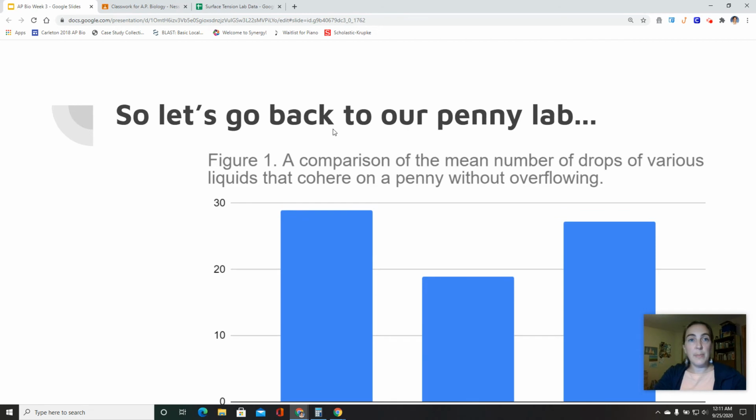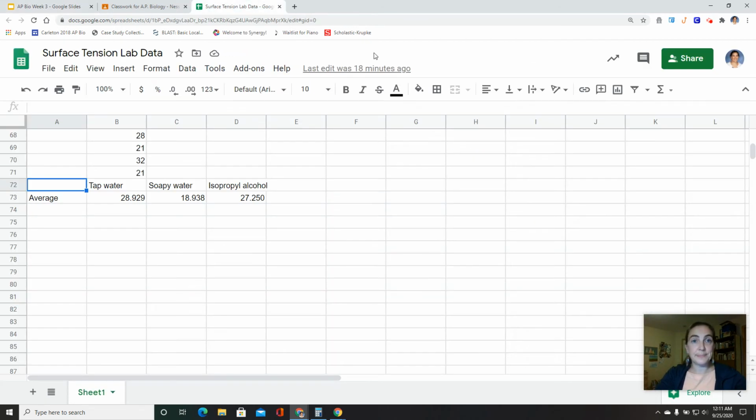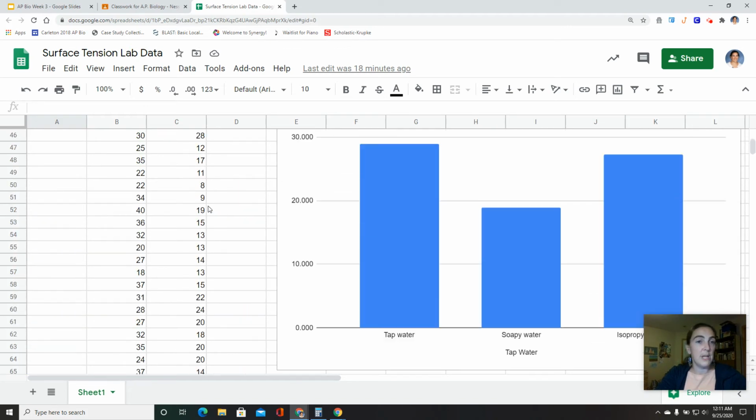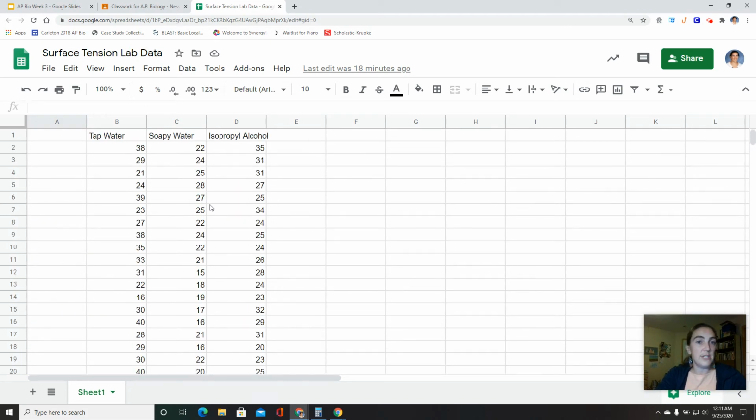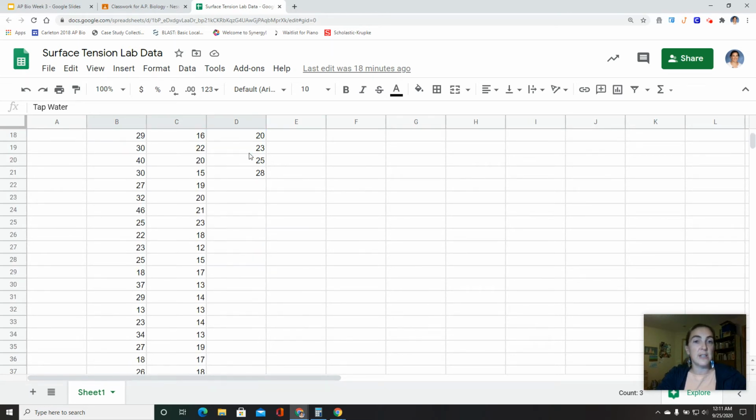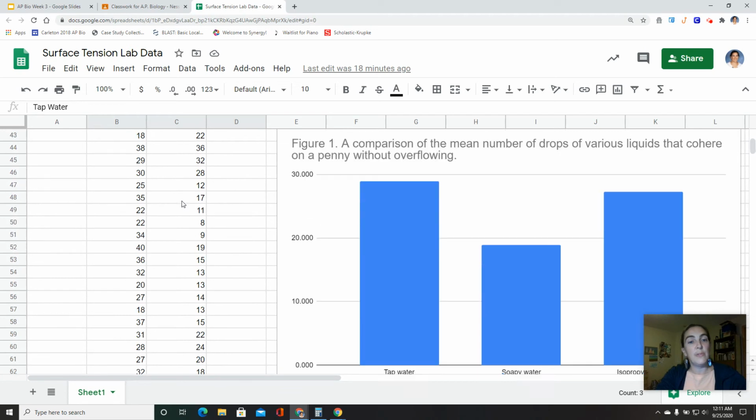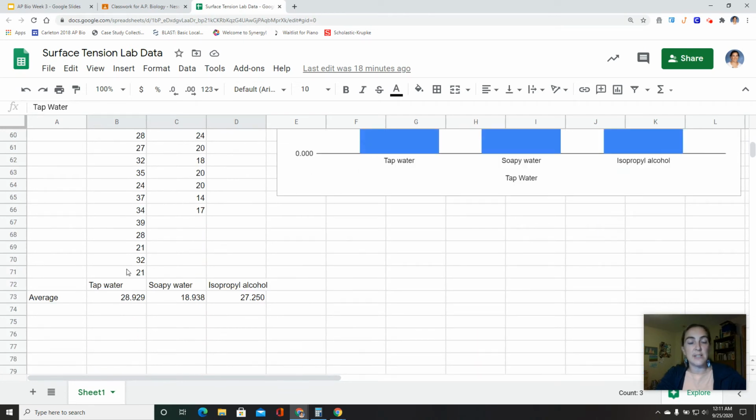So I'm going to pull up the spreadsheet here. In this spreadsheet, this is where I went through and I entered in all of the data you collected. So we have our tap water, soapy water, and rubbing alcohol. And I just entered all your data. You can see alcohol has the least data. Only a few people did that one, but thank you to the 4 or 5 of you that did. We have more data on soapy water and lots on tap water because everybody did that. These are the averages that I already calculated and that I used to make that graph up there.